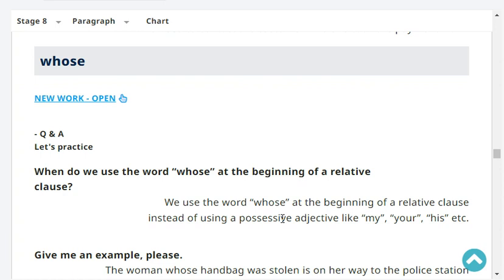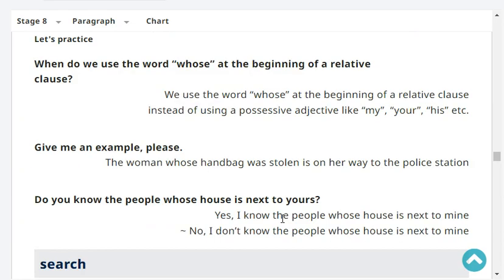When do we use the word whose at the beginning of a relative clause? We use the word whose at the beginning of a relative clause instead of using a possessive adjective, like my, your, mine, his, etc. Give me an example, please.